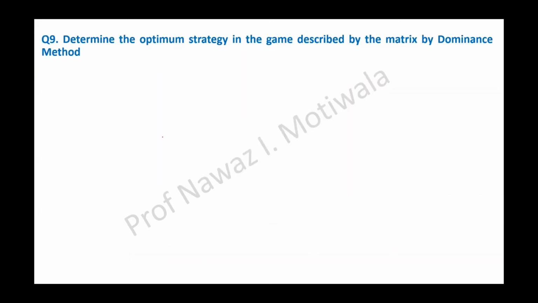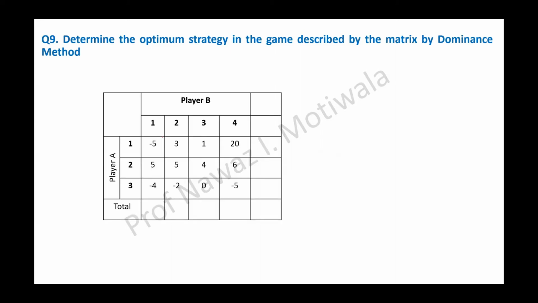Determine the optimum strategy in the game described by the matrix by dominance method. So here you can see there are 3 by 4 games. This game which is given is 3 by 4. There are 3 strategies for player A and 4 strategies for player B. And now we have to apply the concept of dominance.